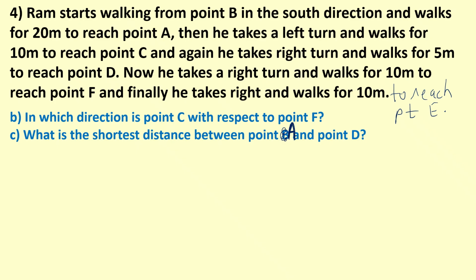Okay, students, same question, but I added two more questions to this. First, in which direction is point C with respect to point F? And then what is the shortest distance between point A and point D? So I had made a mistake, right? So I have added here: finally, he takes right and walks for 10 meter to reach point E. Same diagram, but two more questions are asked under this. So your timer starts now. Try to solve it. I'll draw the diagram till then.